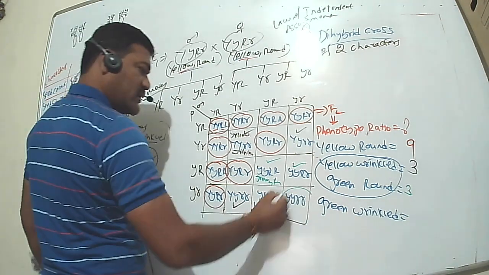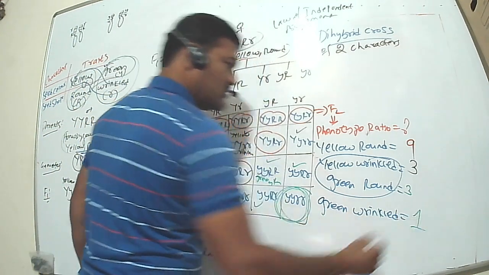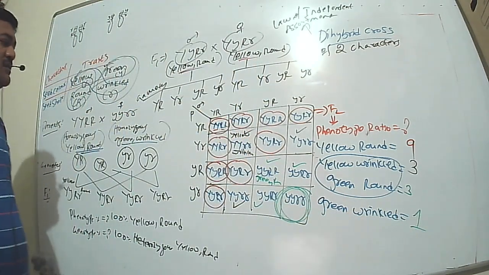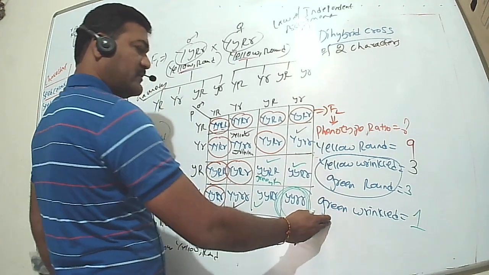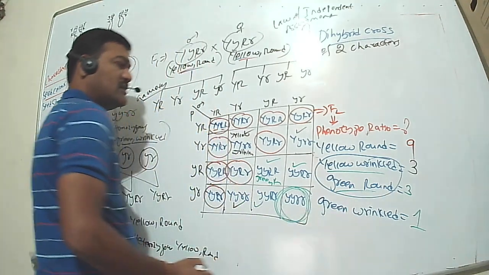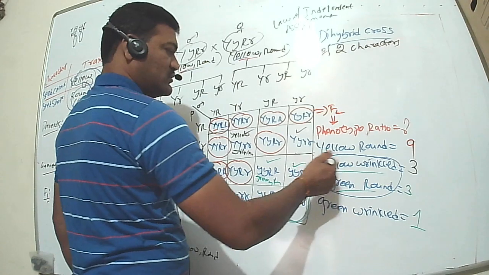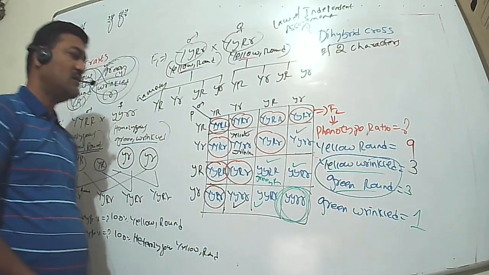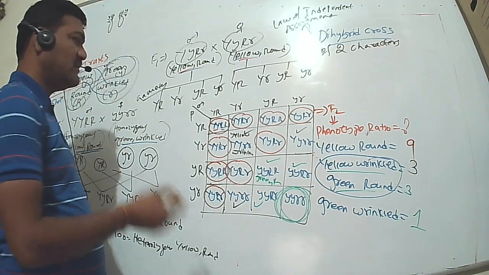And only one green wrinkled. One green wrinkled. So the parent characters and the grandparent characters are in 9:1. But these variants or the recombinants, the new characters, they are in 3:3 ratio. 3 yellow wrinkled is to 3 green round. This is the phenotype percentage of F2 generation in a dihybrid cross.